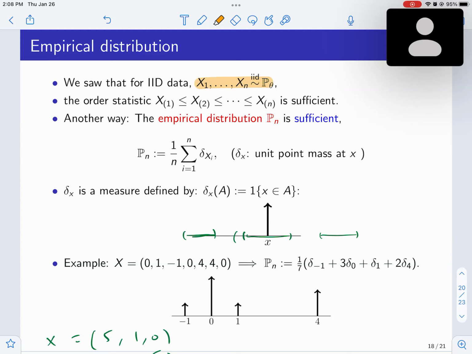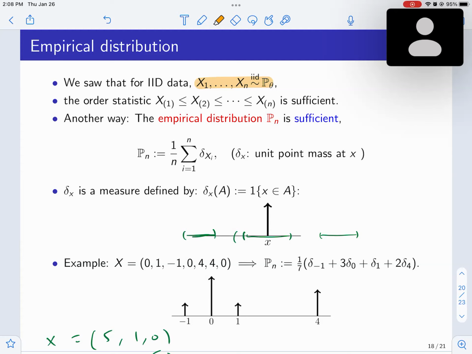So it's a distribution of a random variable that takes value xi with probability 1 over n, and if some of them are repeated, you get more probability. For example, in this case, we have that 0 is repeated 3 times, so effectively the weight would be 3 over 7. So more likely to observe that under this probability measure.